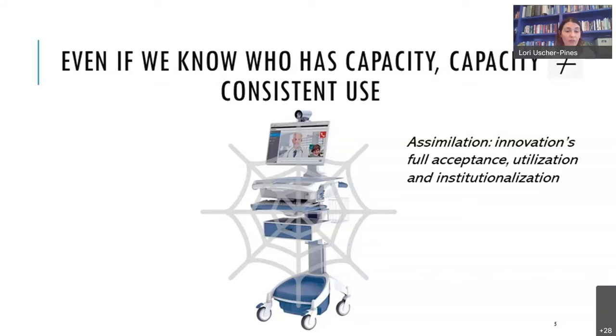And this slide here shows the opposite of assimilation: a fancy cart that's covered in cobwebs, probably locked in a closet somewhere. Despite the fact that on paper the hospital has telestroke capacity, it's probably not being used enough to have an actual impact on patient care. So next slide.